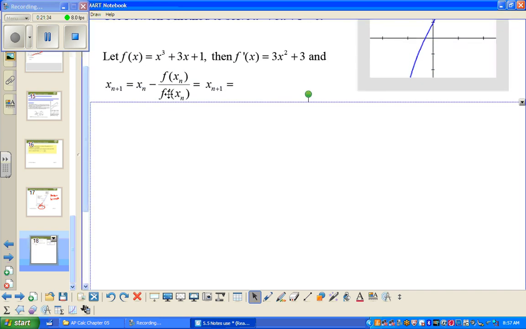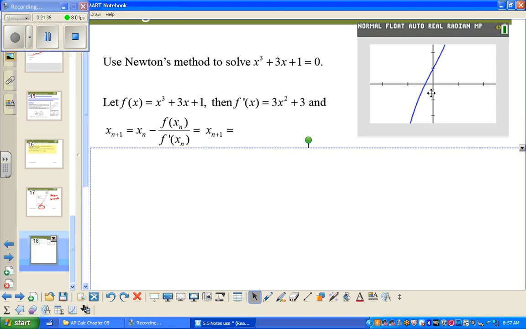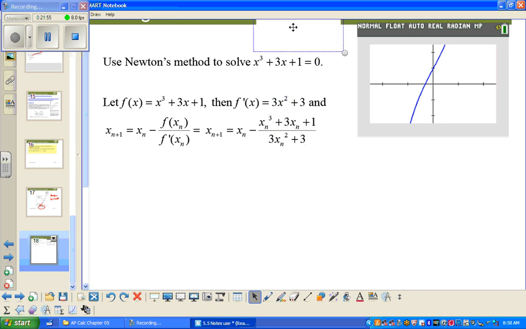This is where we have to plug in an approximation. I've got a graph over here. Let's say that the 0 is approximately negative 0.3. So if we use negative 0.3 for our approximation, that's going to be the x sub n that we start with. So now I'm just going to rewrite this where I plug in f of x and f prime of x. And that's right here. So now what you should do is plug in negative 0.3 here, here, here, and here, and see what you get for an answer.